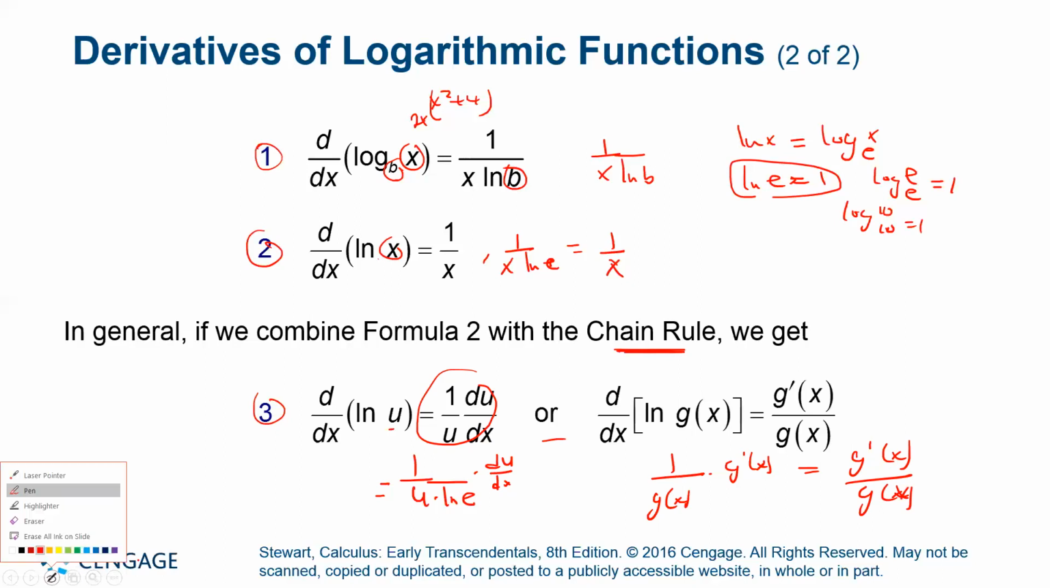Let me change the color. It's better this way. g prime of x divided by g of x, like that. But if the base is not e and it's, say, 10, so if you have log of u base 10, what would that be? This is 1 over u times the natural log of 10, times du. We're going to see an example in the next slide.